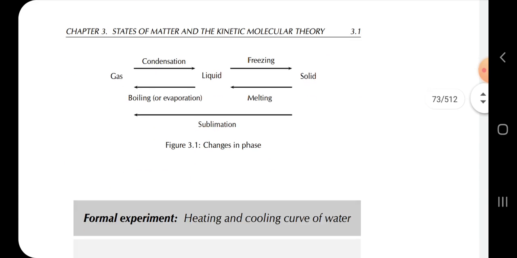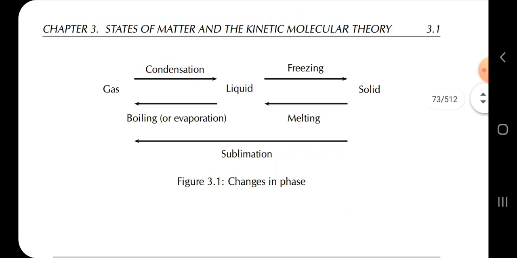So we're going to look at this diagram here. Very important, guys. When you go from gas to liquid, it is condensation. But when you go from liquid to gas, it's boiling or evaporation. When you go from liquid to solid, it's freezing. But from solid to liquid, it's melting. And when you go from solid to gas, it is sublimation. So familiarize yourself with this.